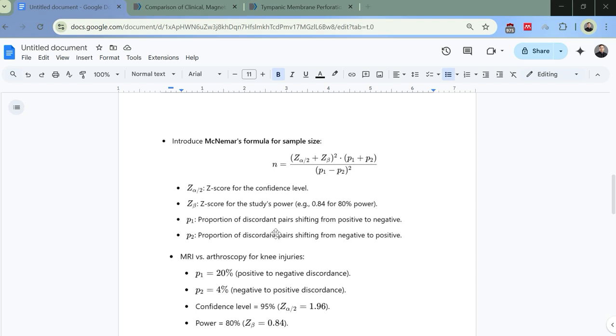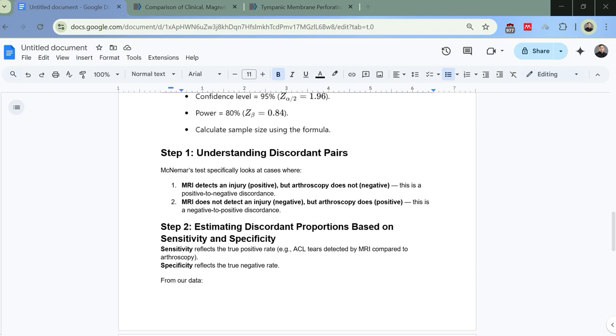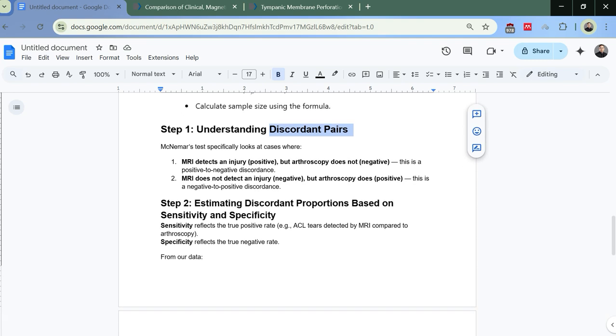So what are these discordant pairs? Before going into that, let's choose a topic for our study. Let's say we are going to do a comparative study of MRI findings versus arthroscopic findings in knee injury. We all know that arthroscopy is the gold standard test for knee injury, and we are going to compare our MRI findings with that. So what are these discordant pairs? There are two values, P1 and P2. P1 stands for positive to negative discordance. P2 stands for negative to positive discordance.